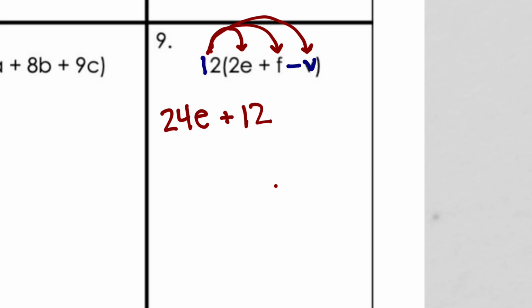So I've got to take 12 times negative v. How many v's do I have? Nope, look at it. 12. I have 12 v's, but I've got a negative right here, and my 12 is positive. So what do I do when I take a negative times a positive? What sign do I have? Negative. So that one's going to become negative.